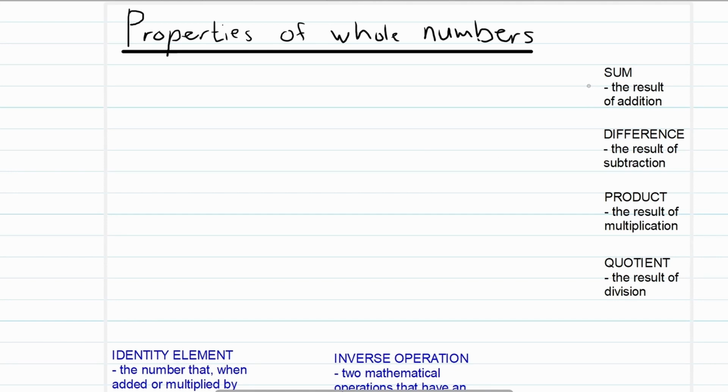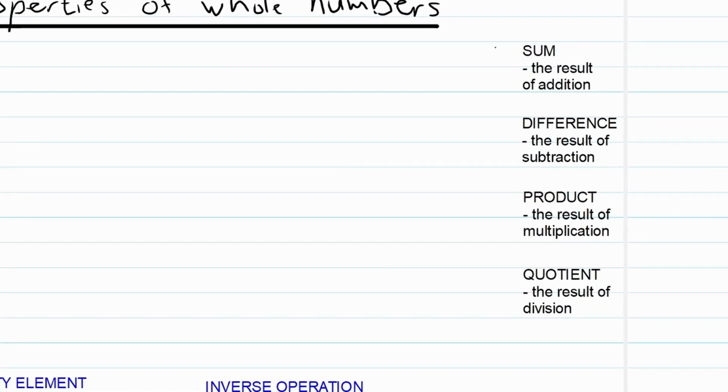quickly, briefly just run through these definitions. The sum of something is the result of addition. The difference is the result of subtraction. Product, the result of multiplication. And quotient is the result of division. So, as you know, sum is to add, difference is to subtract, product is to multiply. Remember, a dot is also known as a multiplication sign, and quotient is to divide.